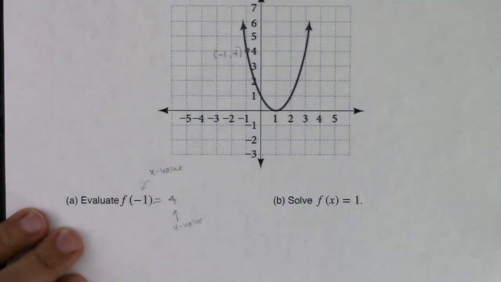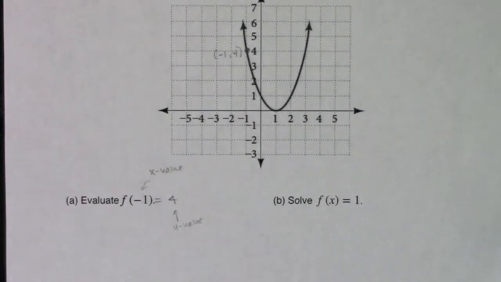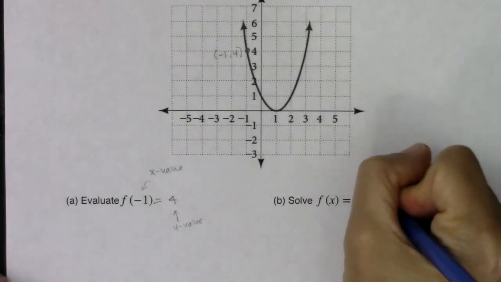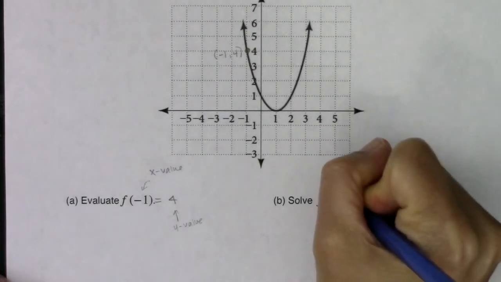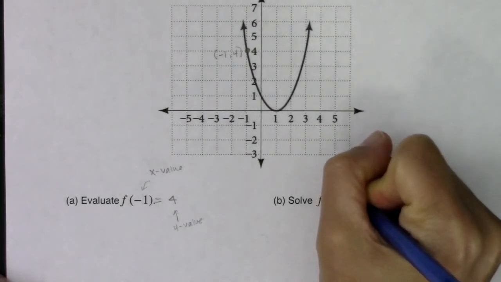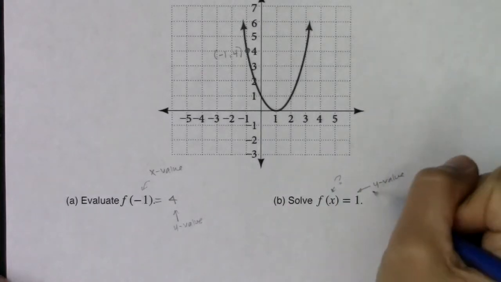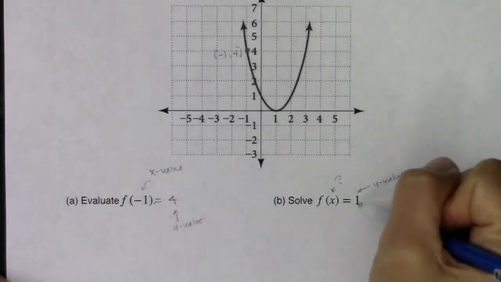Okay. For the next one, for part B, it's different. It's asking us for the x value, and it's giving us the y value. So you see here it says solve for f of x being equal to 1. So here I'm given the y value, but I don't know what the x value is, right? That remains a mystery.